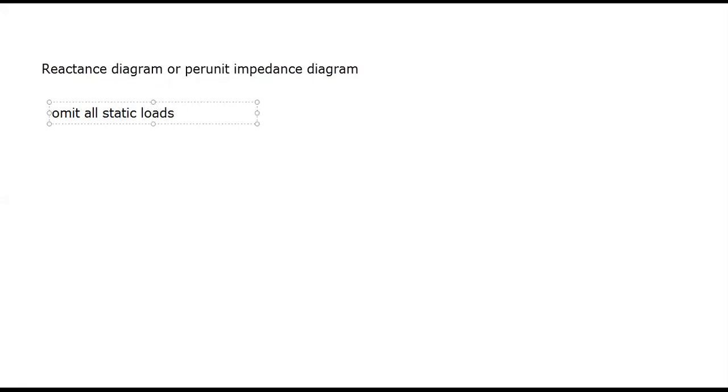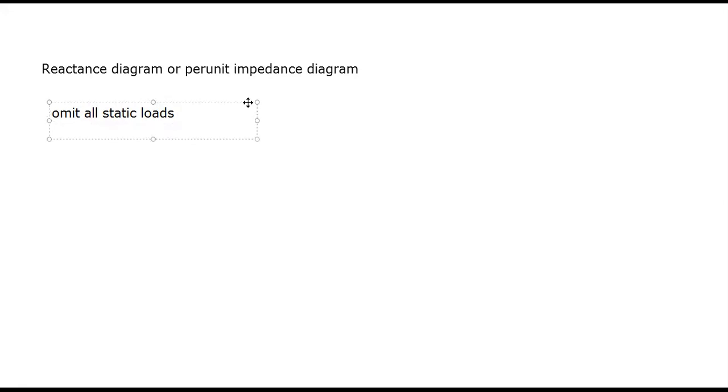In this case also I am trying to sketch the reactance diagram or per unit impedance diagram of the single line diagram we have considered for the last two classes. Again I am considering the same single line diagram, for which I have already obtained the impedance diagram. Now I am going to obtain the reactance diagram. So the first one is omit all static loads. You have two static loads already denoted in the single line diagram itself, static load A and load B.